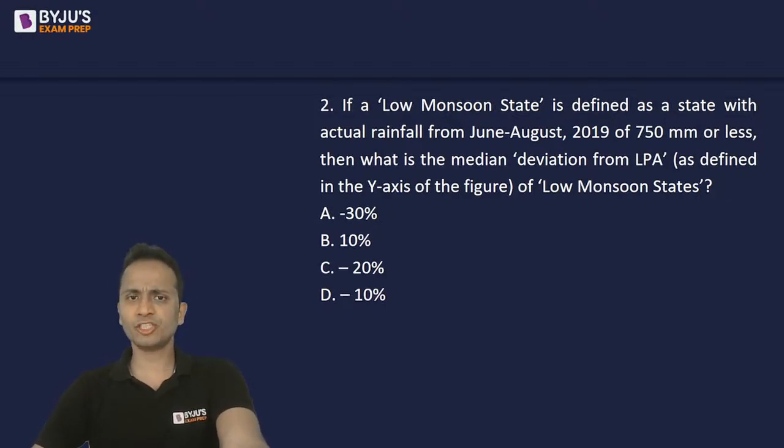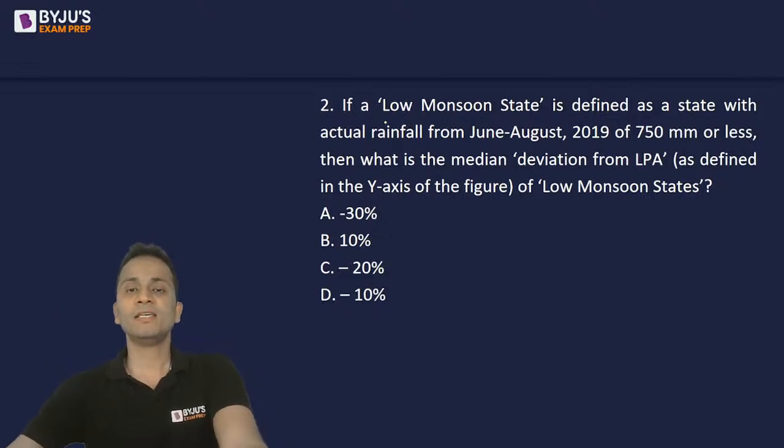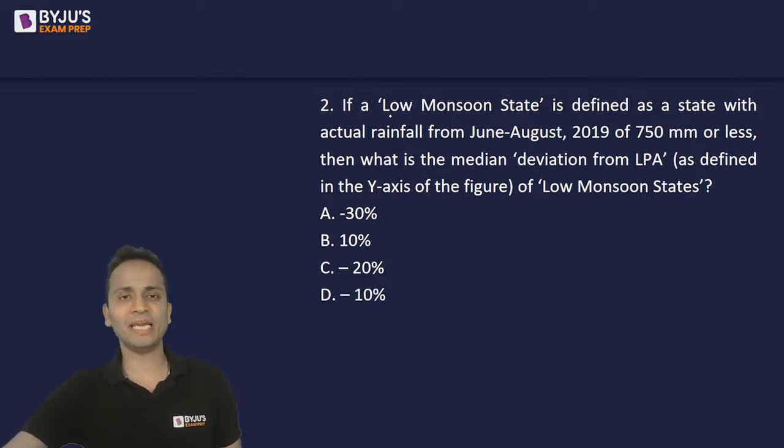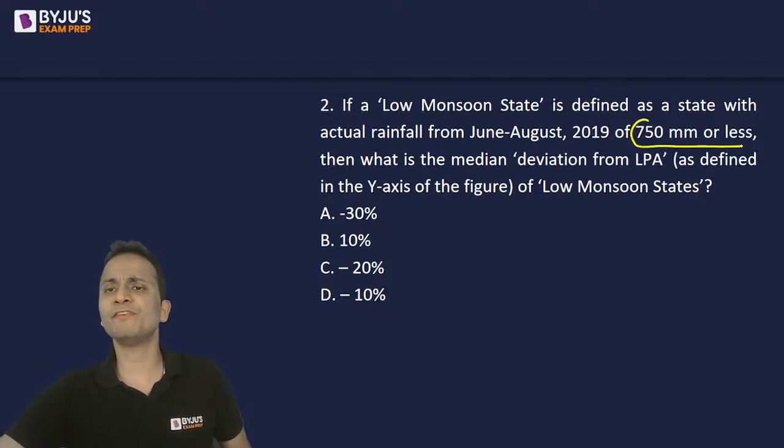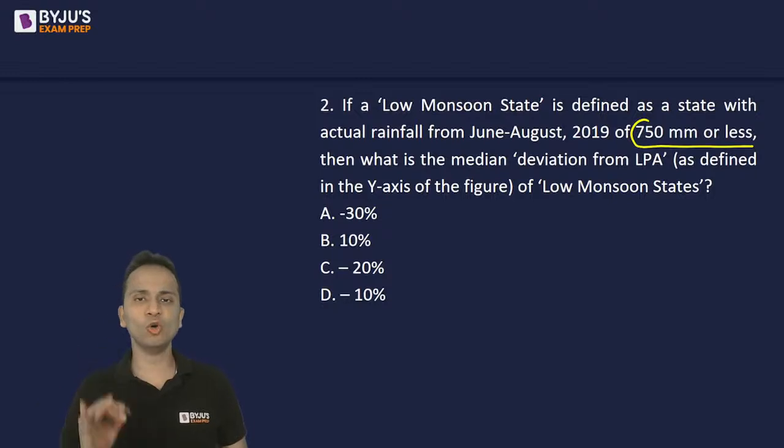So read it through. So question number 2 is, now they are defining a low monsoon state. Okay, so in the first question a high monsoon state was defined, now here the low monsoon state has come. The first question, we know that it was very easy. We have already seen that. Let's focus on the second. If a low monsoon state is defined as a state with actual rainfall of 750 or less. So what was it earlier? 900 or more was a high monsoon state. Now they are saying that 750 or less is the low monsoon state.